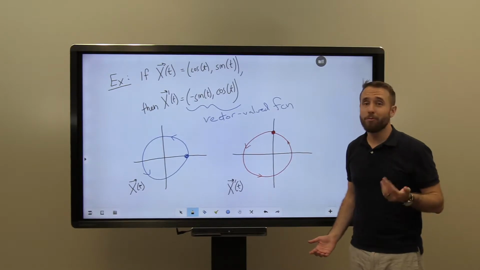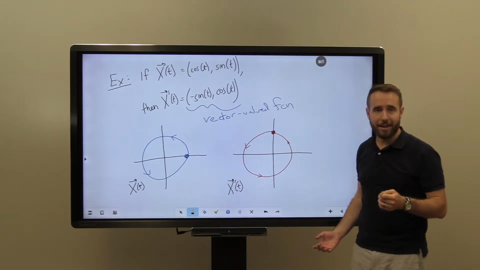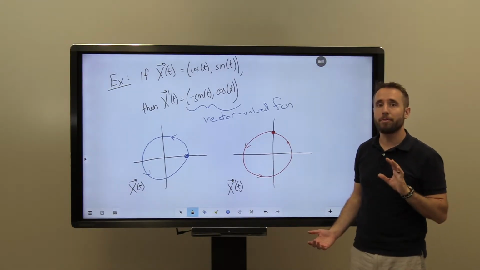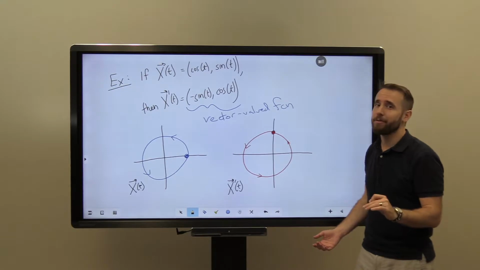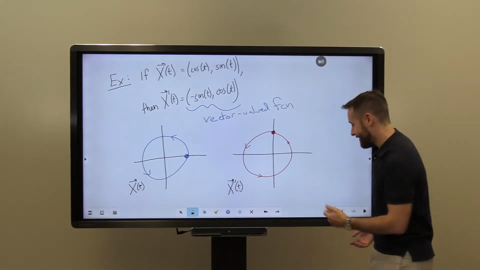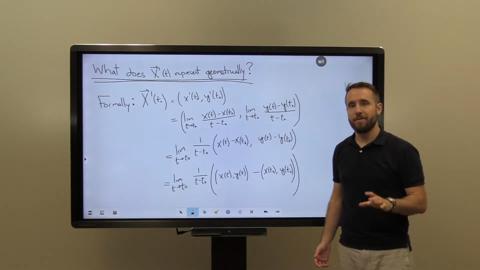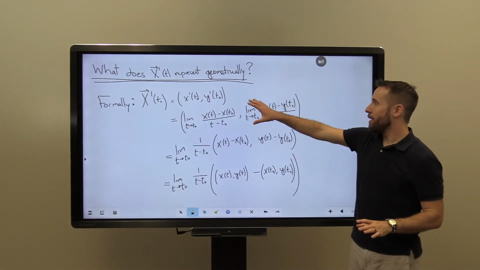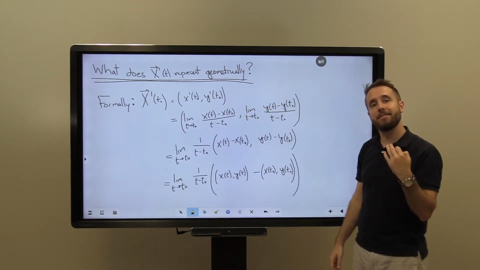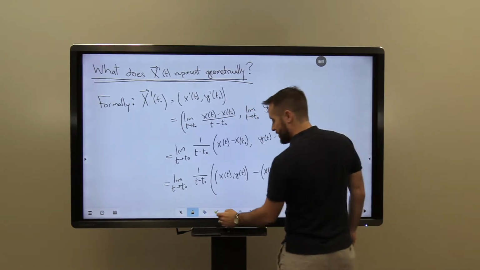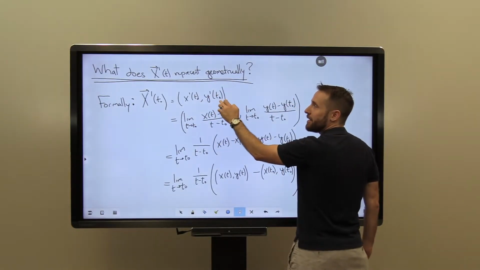But it turns out that more often than not, we do not want to interpret x prime as its own parametrized curve. We'll want to interpret this in a slightly different, slightly more geometric way. So what does x prime of t represent geometrically? Well, formally, x prime at a given time t naught is nothing more than x prime of t naught comma y prime of t naught.